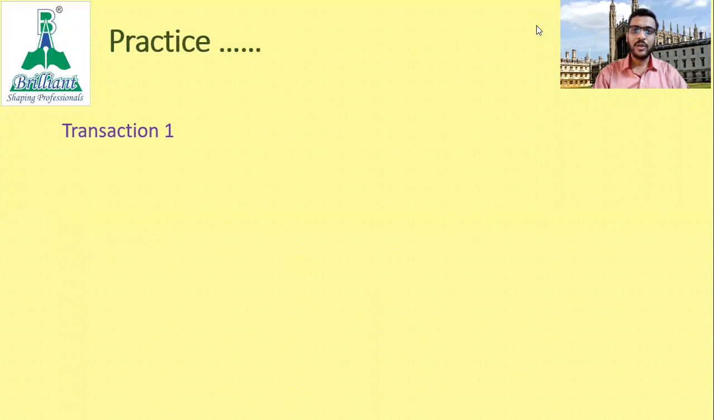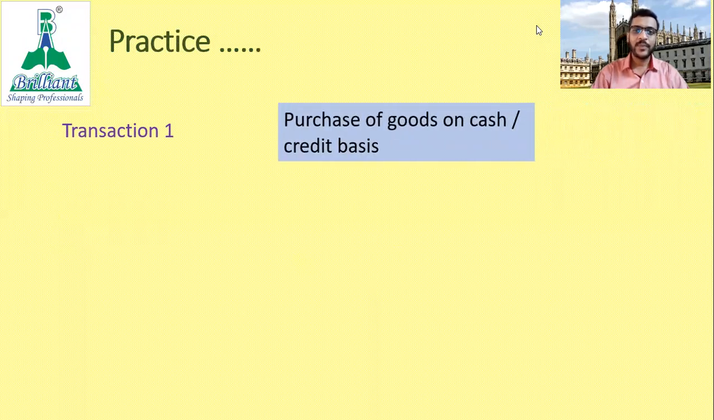So for practice today I have selected transaction number 1, purchase of goods on cash or credit basis. This is a very important transaction. Okay, so now apply our 4-step process. First, identify the accounts. Which accounts are involved? So purchase of goods, so we will use the purchase account.